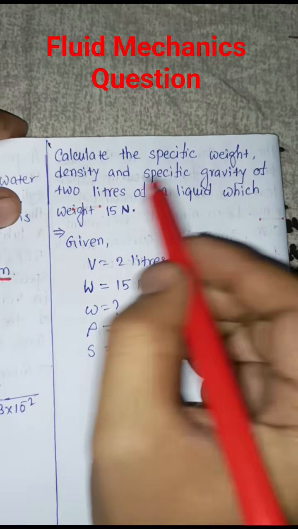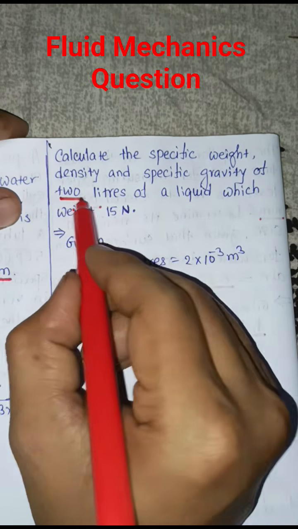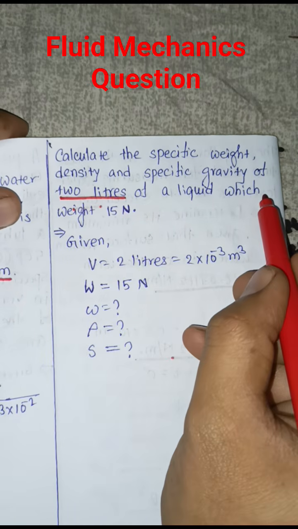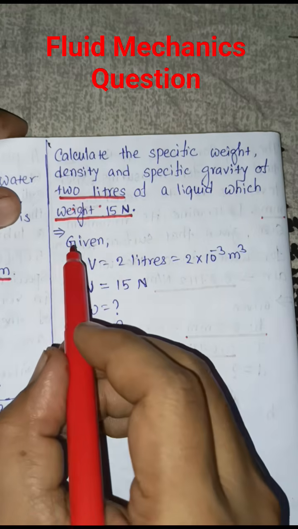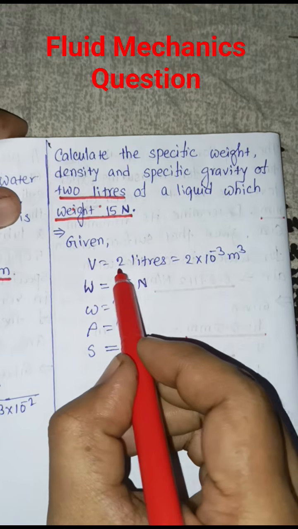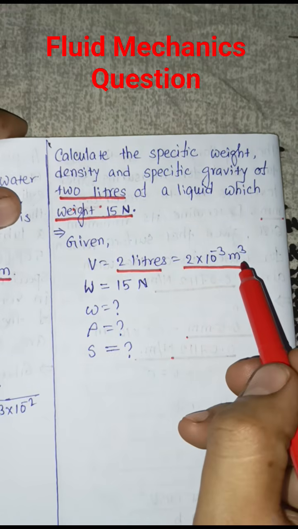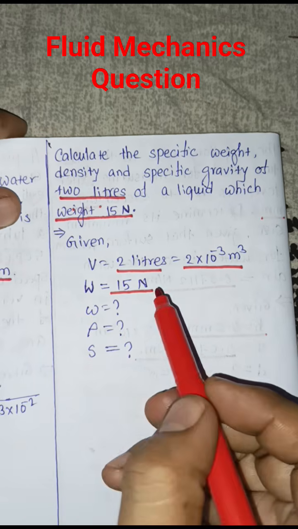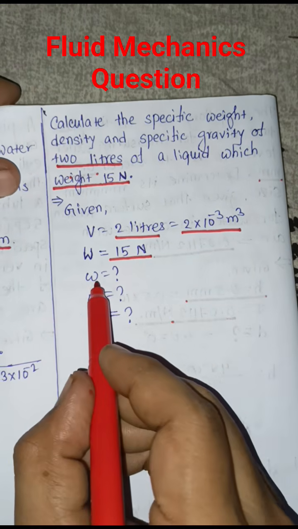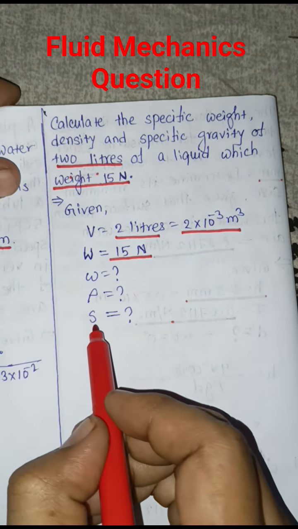Calculate the specific weight, density and specific gravity of 2 liter of a liquid which weighs 15 Newton. So what is given in this question? Volume is equal to 2 liter, that is equal to 2 into 10 to the power minus 3 meter cube. Weight that is given, that is 15 Newton. So you have to find out the value of specific weight, density and specific gravity S.